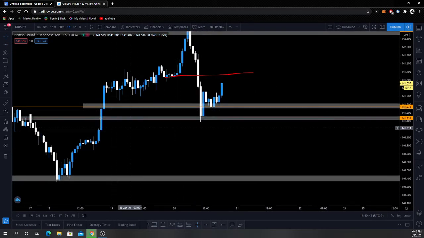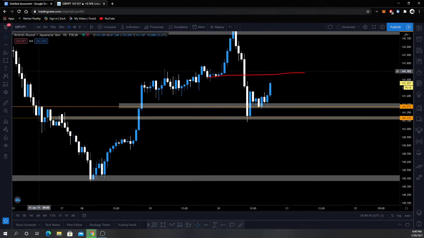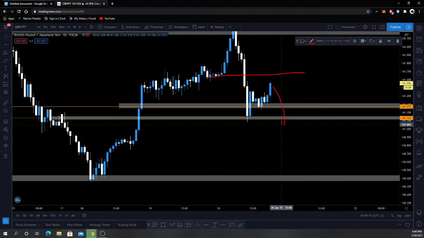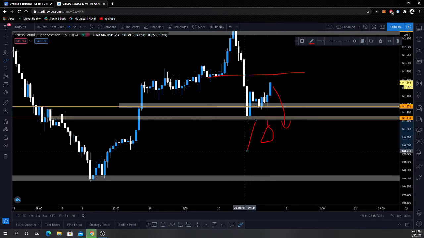So if we look at the sell bias, if price starts to reject and come back down, and we have a candle close like this below the level, and then with each person's confirmation in his trading plan, he or she should be looking for sells to go to these lows right here.